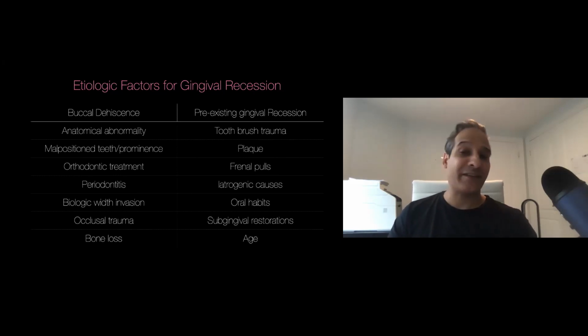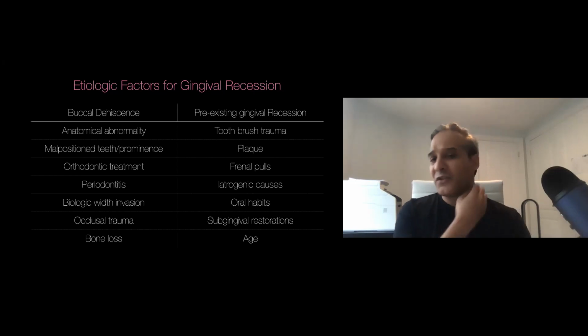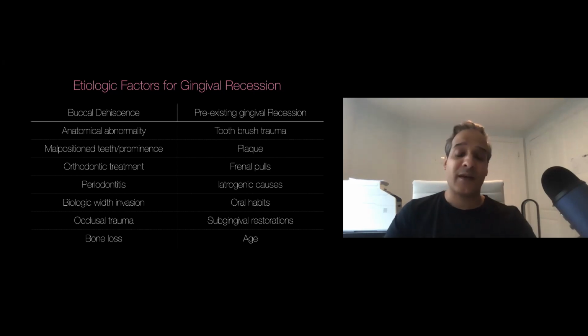You lose papilla. Pre-existing recession, plaque, frenal pulls, iatrogenic causes like habits, like biting on pens, using their fingernails to rub on the teeth, other oral habits. Subgingival restoration sometimes can cause recession by being plaque traps. They're irritants which collect plaque, create inflammation, and end up with more aggressive or progressive recession.